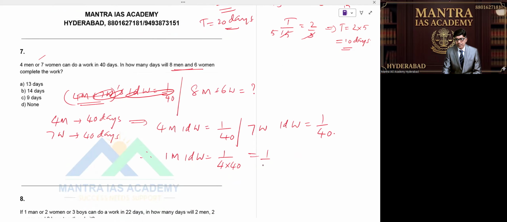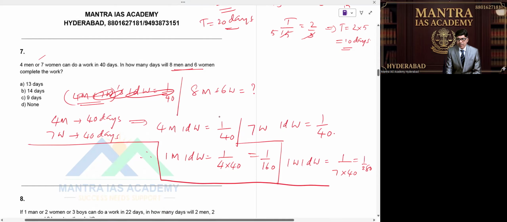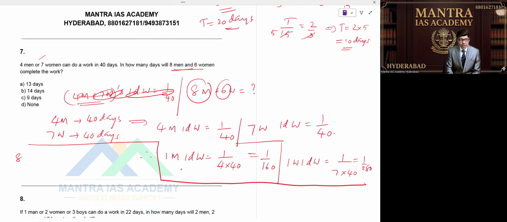4 4s are 16, so 160. Right. So next is what here? 7 women, no? In the same fashion, 1 woman, 1 day's work is equal to 1 by 7 into 40, it's 1 by 280. Good. Now apply the same thing here. What did the story say there? I got the data, 1 man's 1 day's work and 1 woman's 1 day's work. But my question is 8 men and 6 women. Therefore 8 into 1 by 160, plus 6 into 1 by 280. Perfect. So beta, 8 ones are 8, 8 twenties are 160.